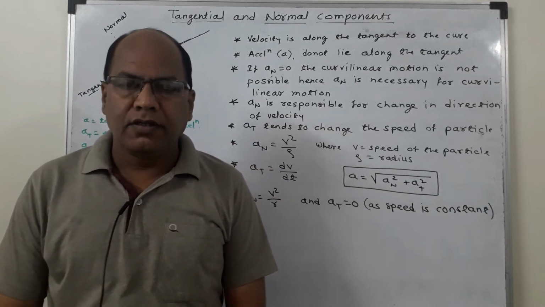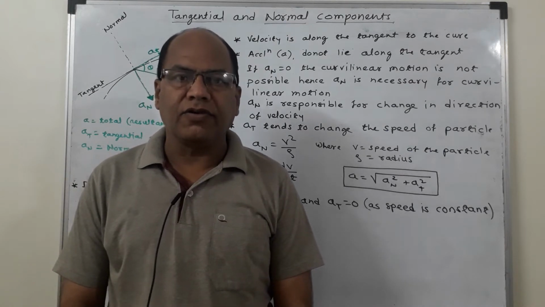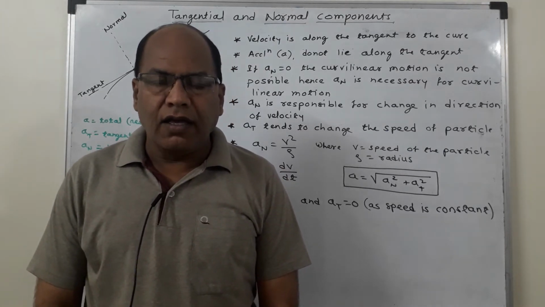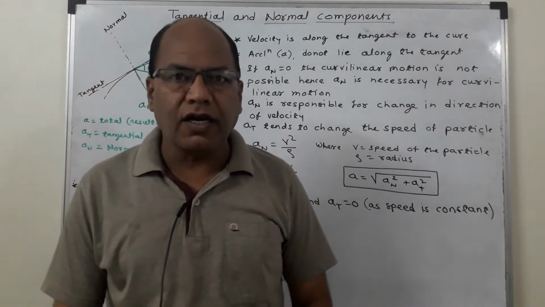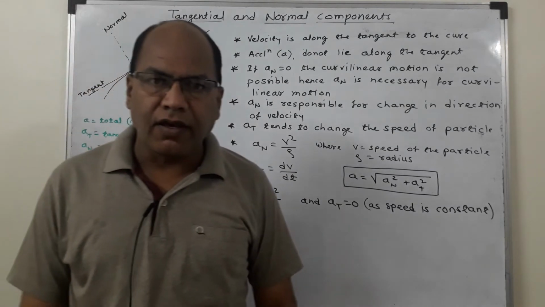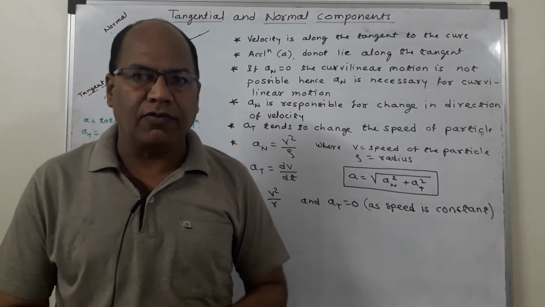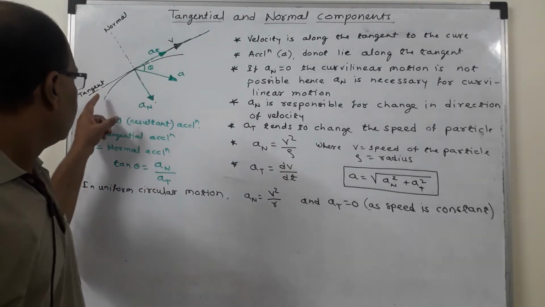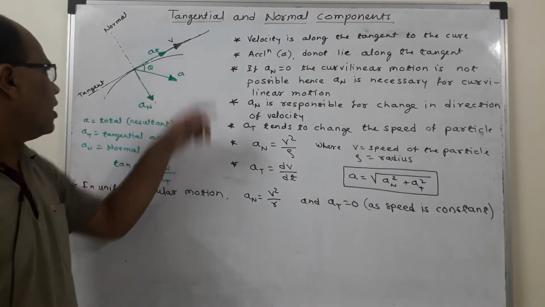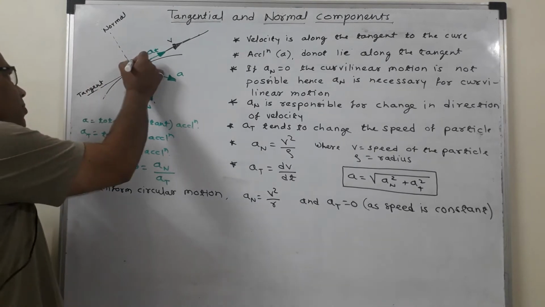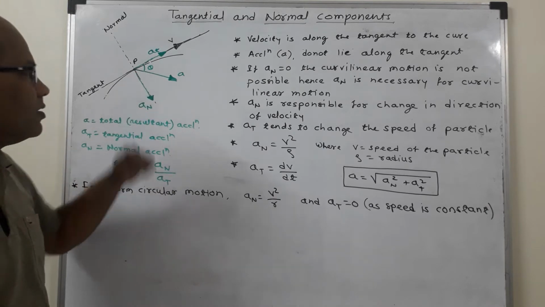Hello students, in this video let us discuss the tangential and normal components of acceleration. In the previous video we have seen that in curvilinear motion the velocity at any point along the curve is tangential, or is along the tangent drawn to the curve at that particular point. So here let us consider that the particle is performing motion along this curve, and I am considering this particular position P. So let the particle be at this position P at a certain instant t.